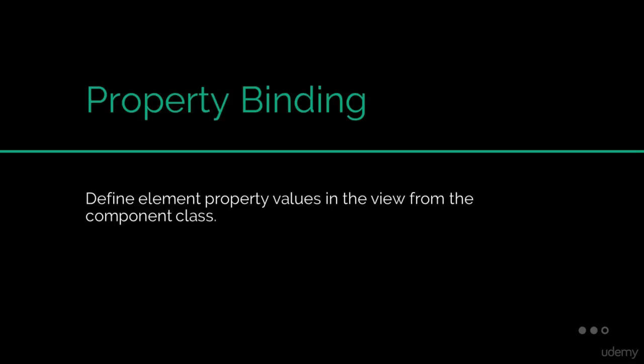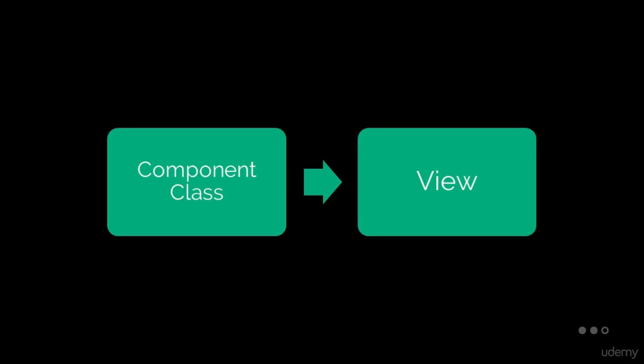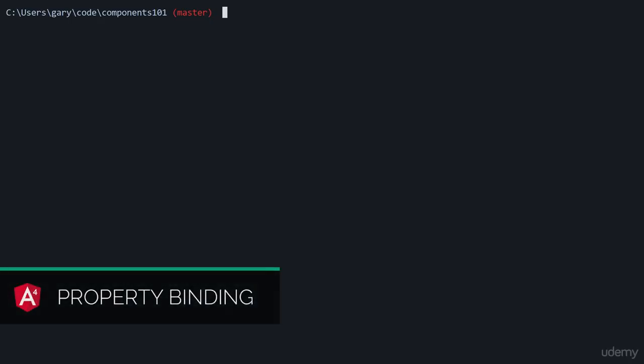Property binding simply means you're passing data from the component class and setting the value of a given element in the view. So property binding is one way in that the data is transferred from the component to the view. The benefit of property binding is that it allows you to control the element property values from the component and change them whenever needed.